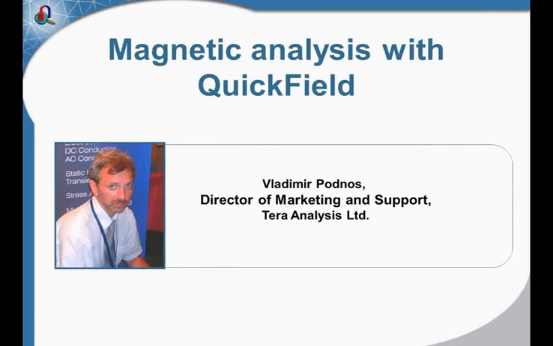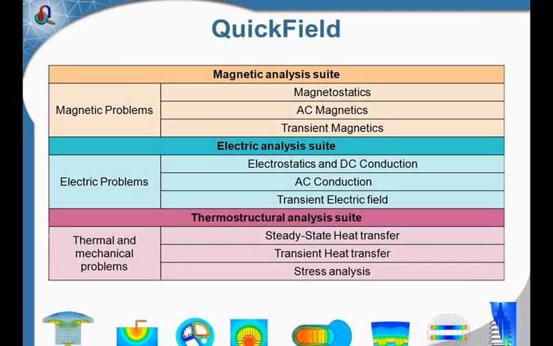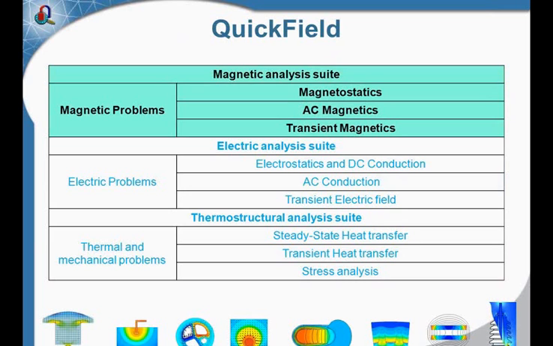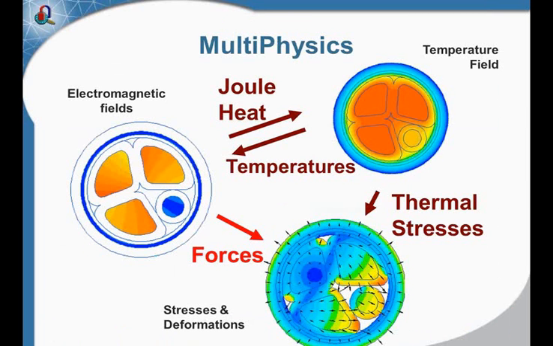QuickField is a multidisciplinary package with plenty of possibilities for field simulations. It includes magnetic problems, electric problems, and thermal and structural problems. QuickField is a multi-physical package, and all the parts of the analysis may be combined. So it is possible to couple results of one problem to another problem.